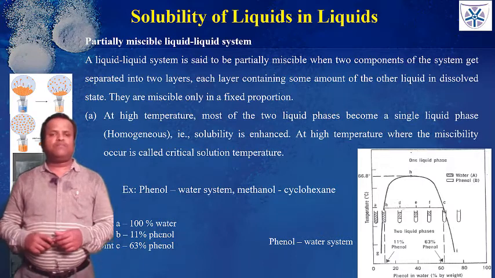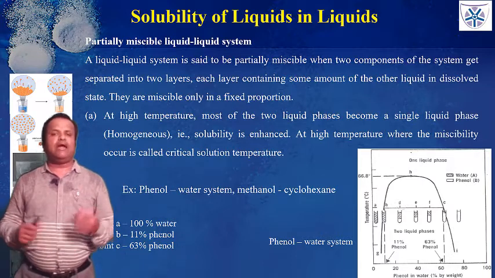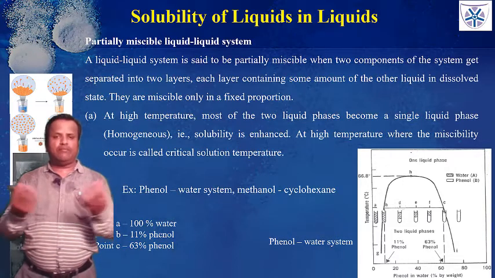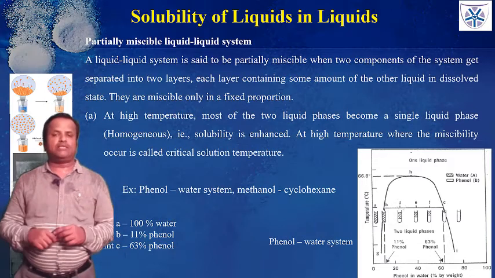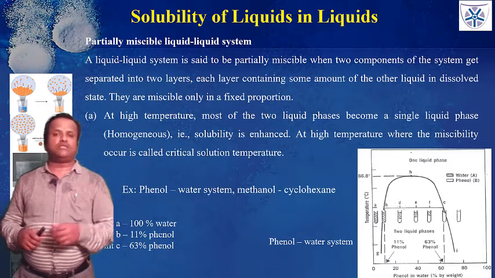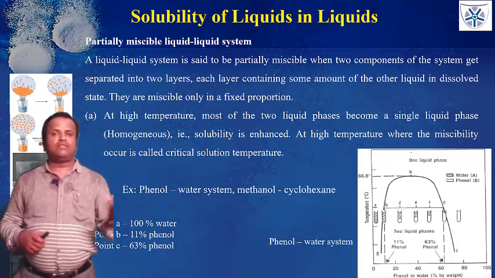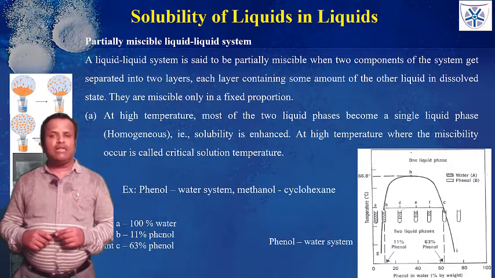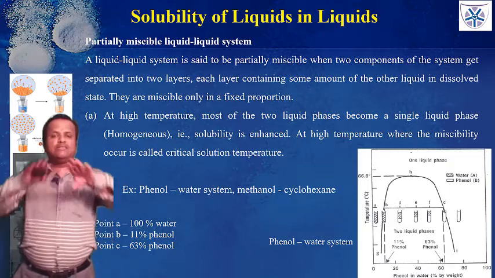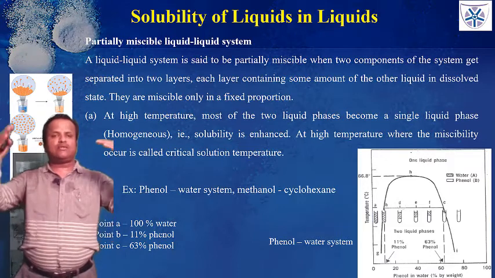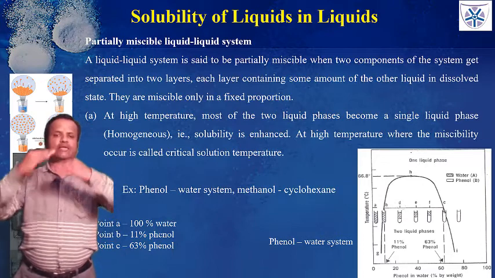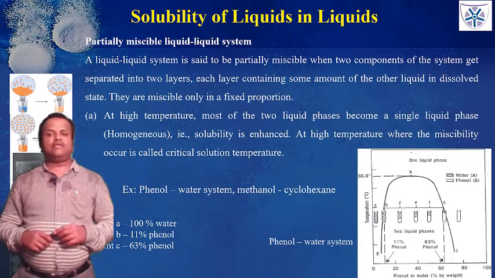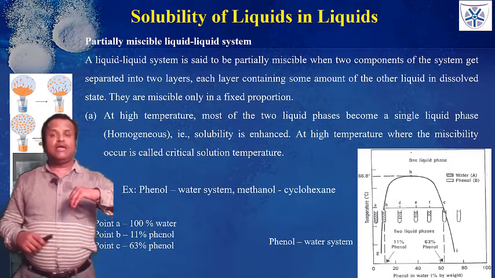The next one is the partially miscible liquid-liquid system. I am adding 50% of liquid A and mixing with 50% of liquid B. If I mix, they will mix but not completely. Partially miscible, maybe 20 to 30% of component A or component B is mixed with the other. A liquid-liquid system is said to be partially miscible when the two components of the system get separated into two layers. It's not completely miscible. Then what will happen? We can get two layers in the separating funnel, each layer containing some amount of the other liquid in dissolved state.